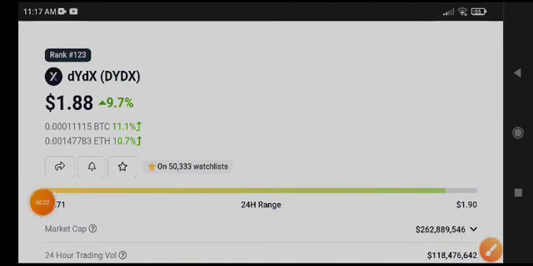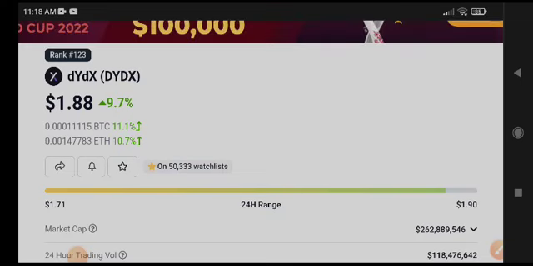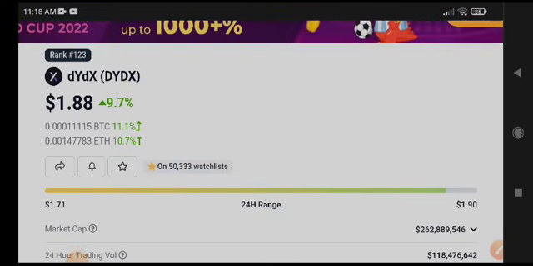DyDx coin recently pumping very well in the market, guys. What should we do in the right now situation? Is there a good possibility that we make good profit with the DyDx?